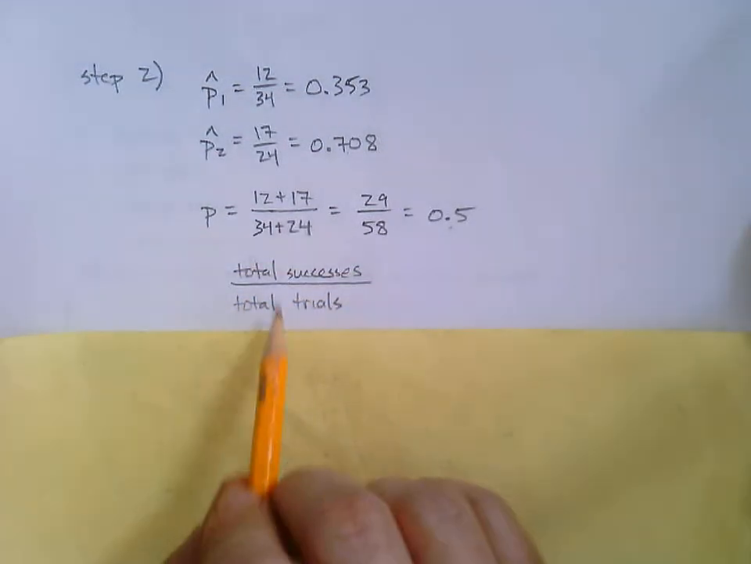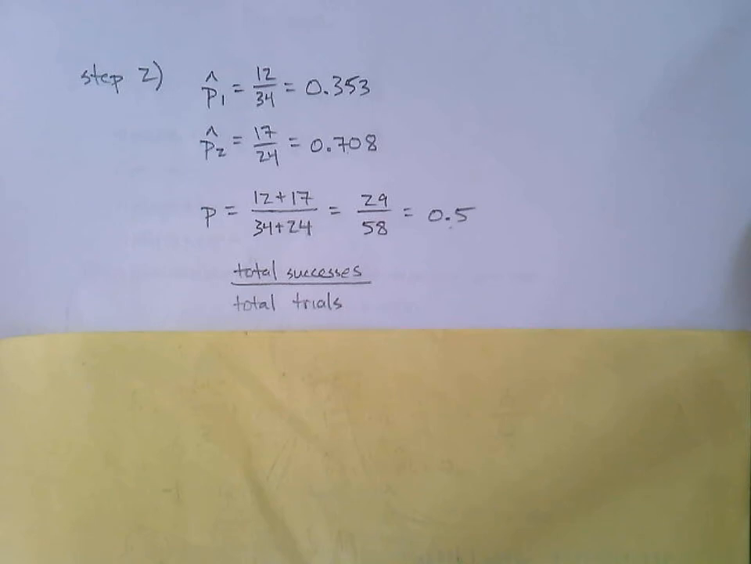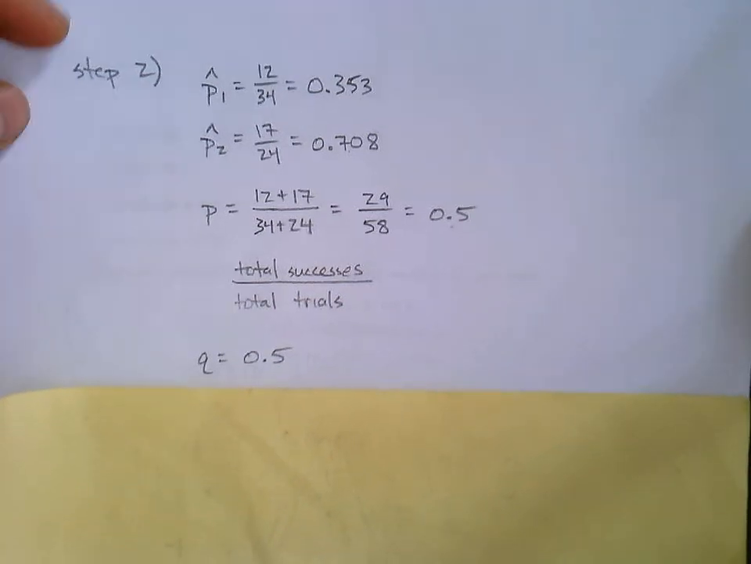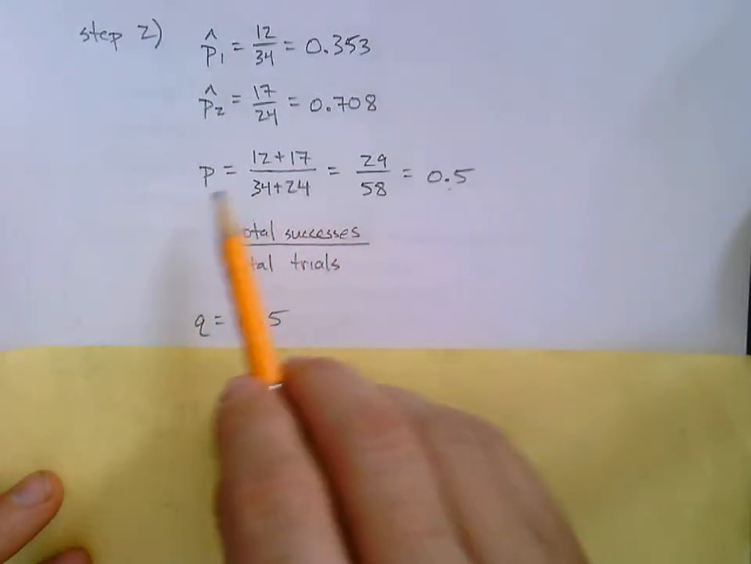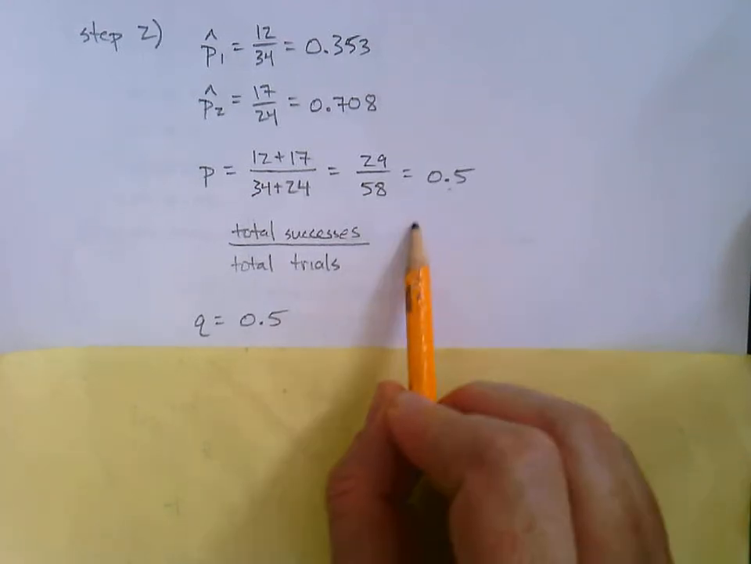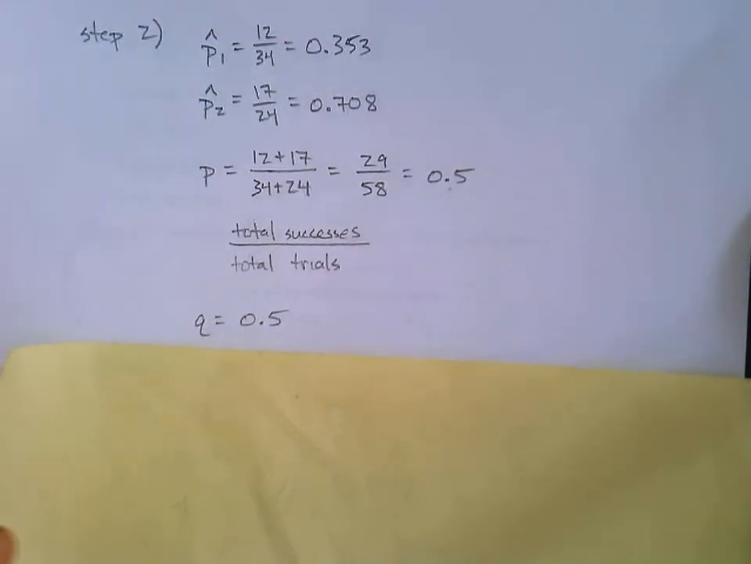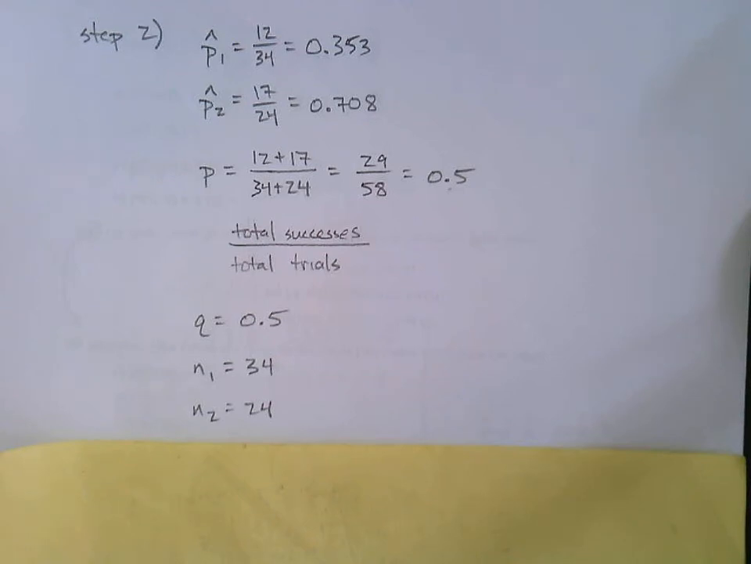Total successes over total trials. Okay, we said that. And we should probably note Q. Well, if P is 0.5, then Q is also 0.5, right? They're complements. And let's note N1 and N2 to be plugged in a moment. N1 is the number of small nursing homes, 34. N2, the number of large nursing homes, 24. And with this, we've got all the information we need to find that test statistic.